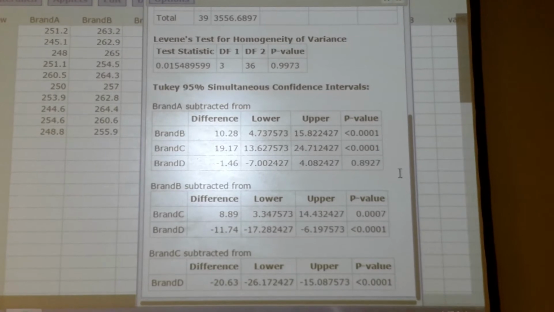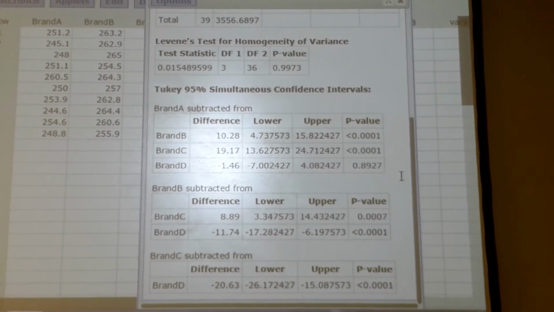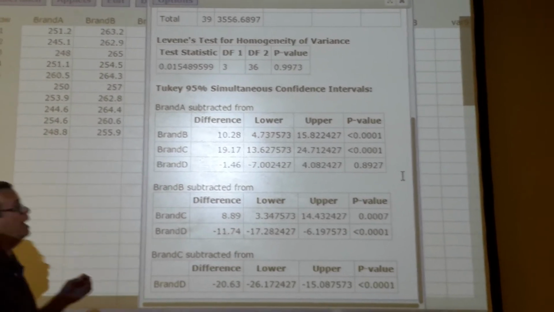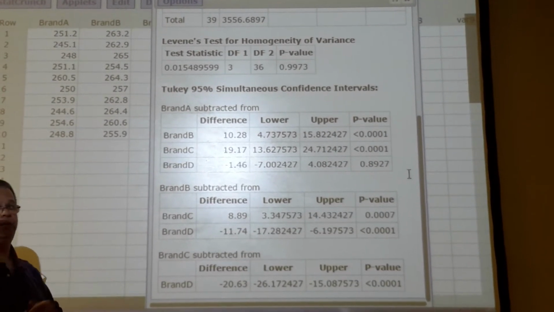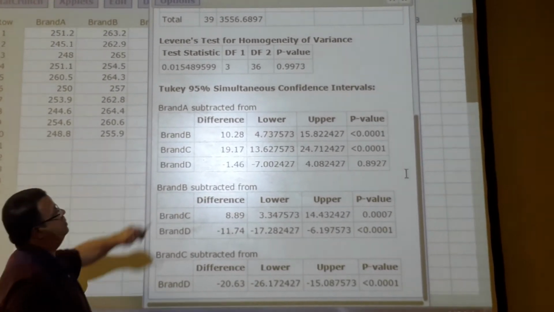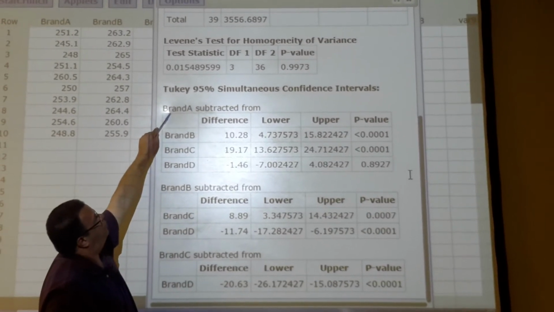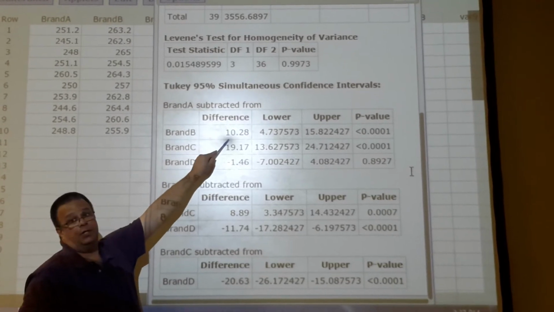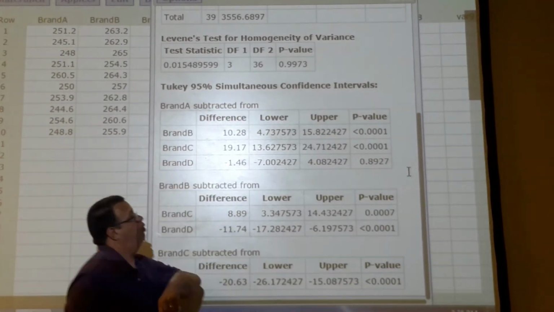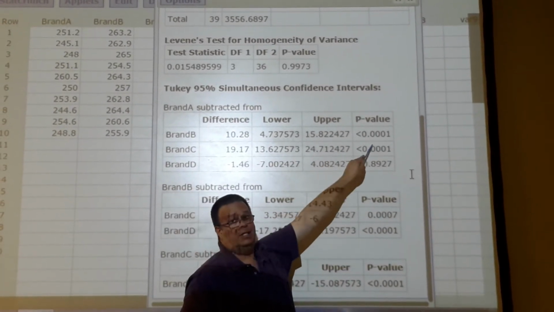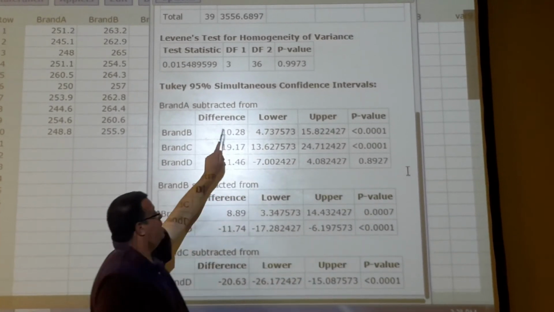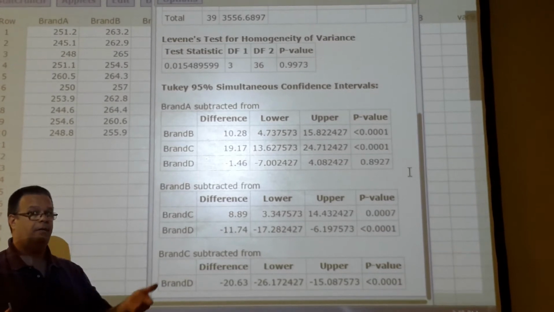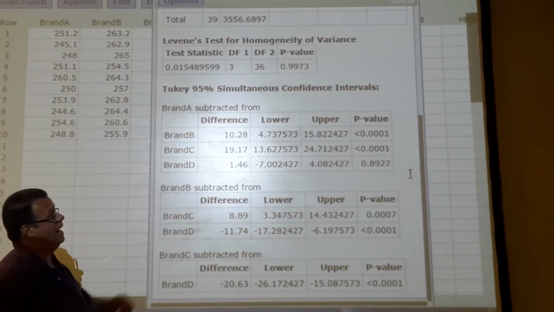And it does what are referred to as pairwise comparisons. It compares each set of 2 brands to see if there are significant differences here. So here for brand A, subtracted from brand B, gives us a difference of 10 yards per ball. That's a significant difference. So brand B flies significantly farther in this circumstance anyway compared to brand A.